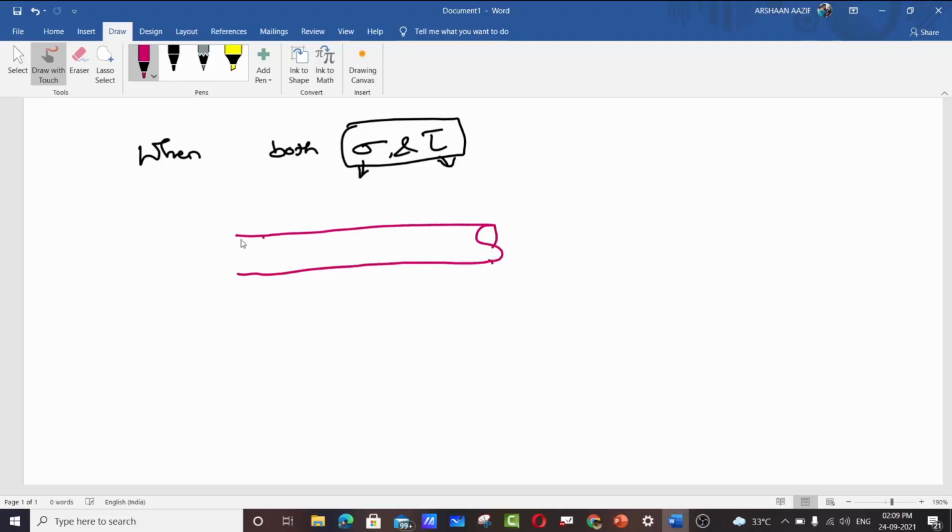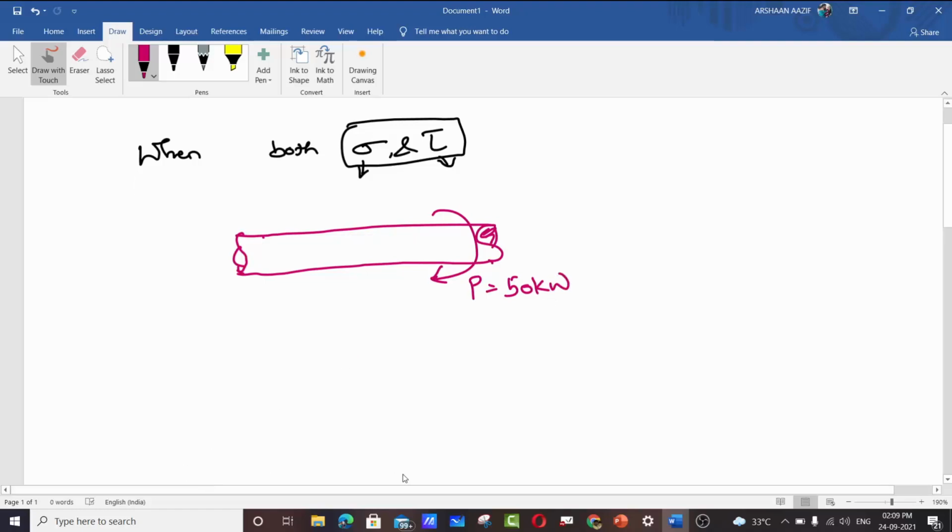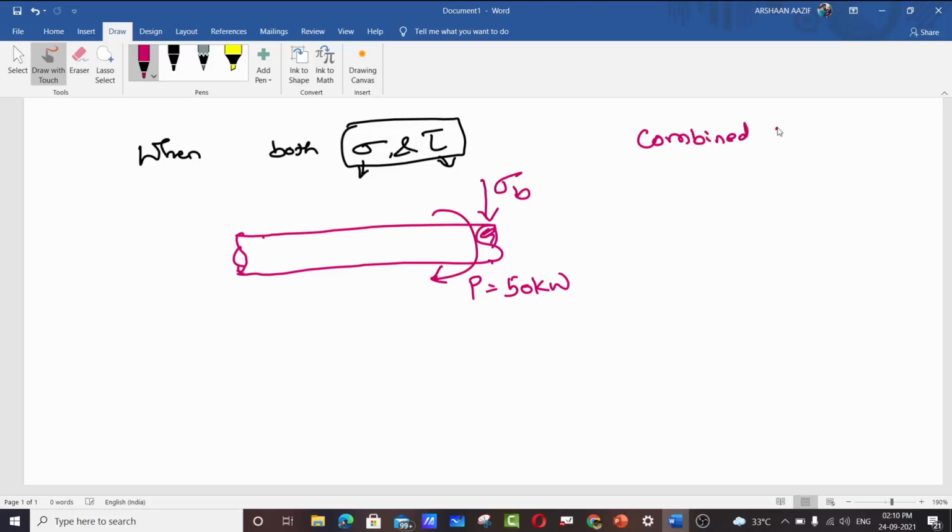Let us consider a shaft which is subjected to a torque. It is experiencing a power of 50 kilowatts, so it is experiencing a torque. Along with this, what if there is a load acting on the shaft? Now this will create a bending moment, sigma b. So along with transferring the power, the shaft is also experiencing a bending stress. This is where combined stress comes into play. So the material is experiencing combined stresses.